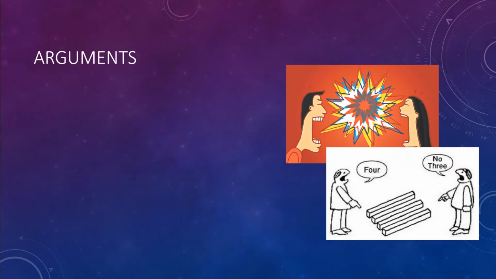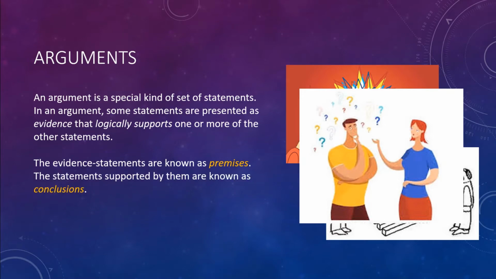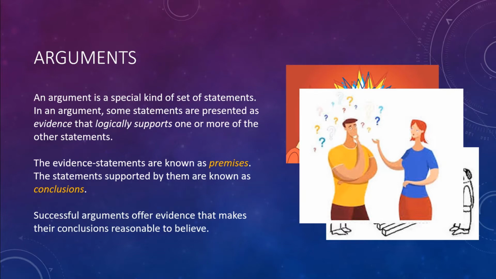An argument isn't a shouting match or even a dispute between two parties. An argument is a special kind of set of statements. In an argument, some statements are presented as evidence that logically supports one or more of the other statements. The evidence statements are known as premises, and the statements supported by them are known as conclusions. Successful arguments offer evidence that makes their conclusions reasonable to believe.